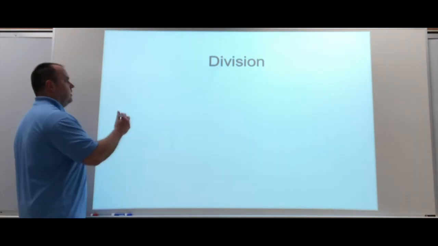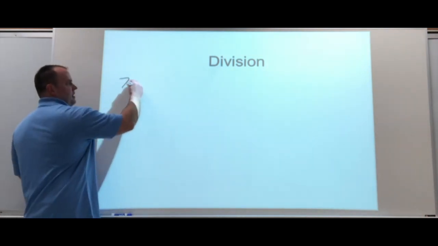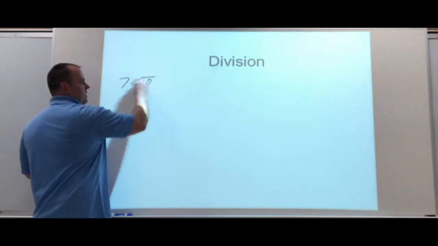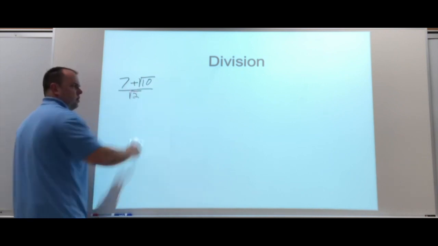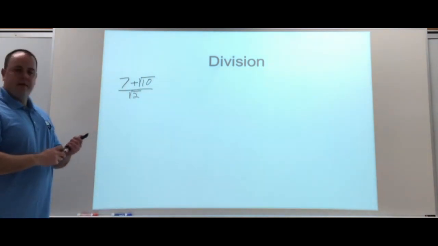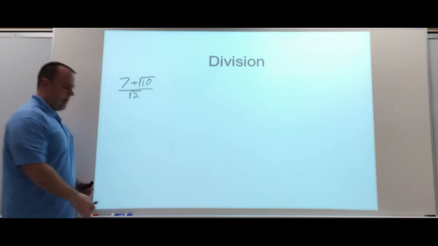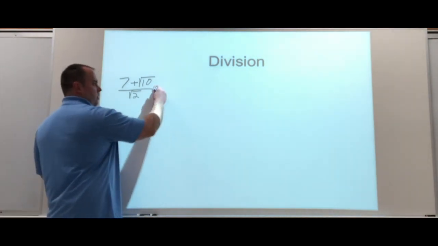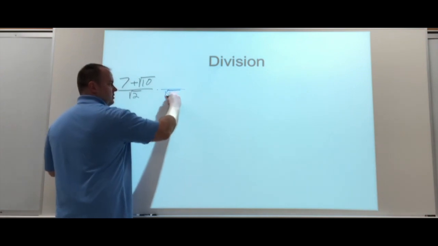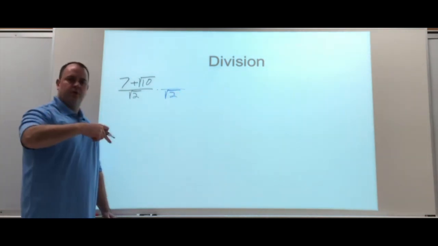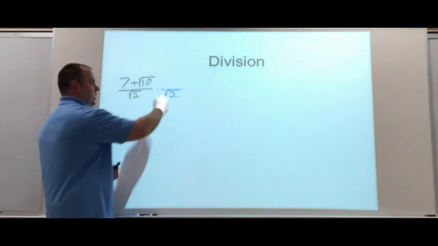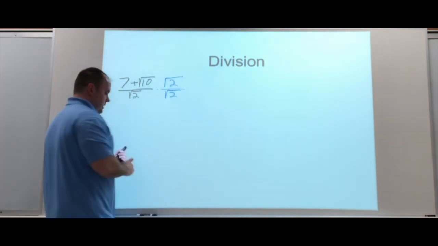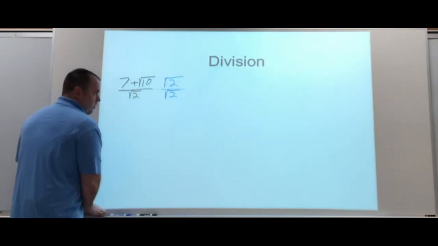So if you're given, say, 7 plus square root 10 over square root 2, you can't have that square root of 2 in the denominator. You have to rationalize it. So just like before, to get rid of the square root, we're going to multiply by square root of 2. Now, if you're going to multiply square root of 2 on the bottom, you also have to do it up top. Okay?